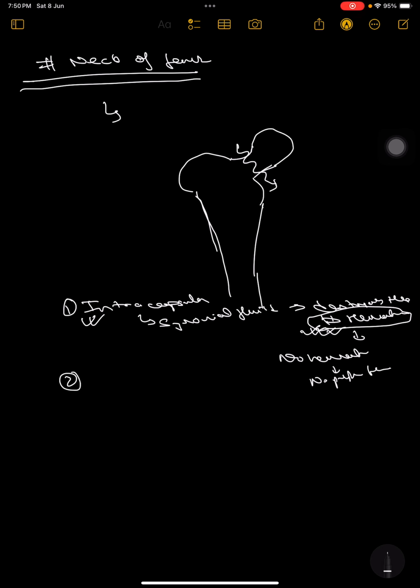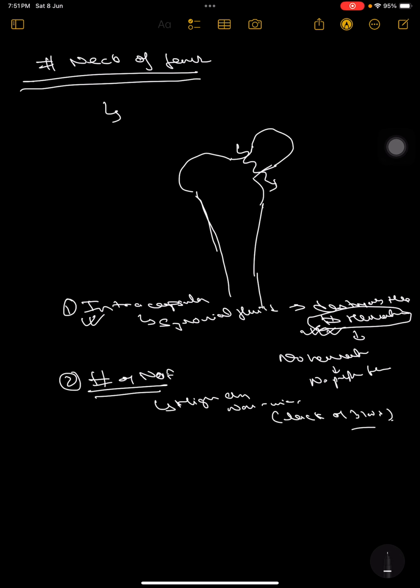Number two is that fracture of the neck of the femur has a high chance of going into non-union. Now why a high chance for non-union? Because of the lack of blood supply. The blood supply is very minimal at this particular area.